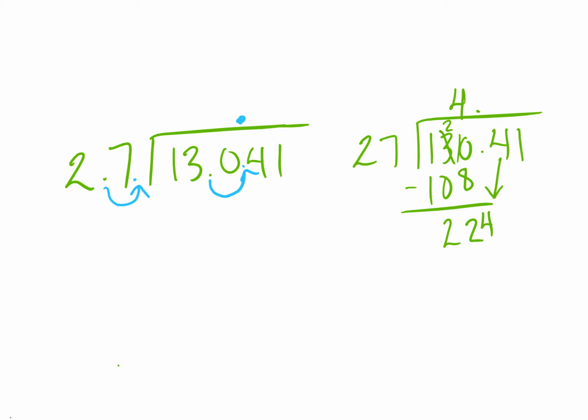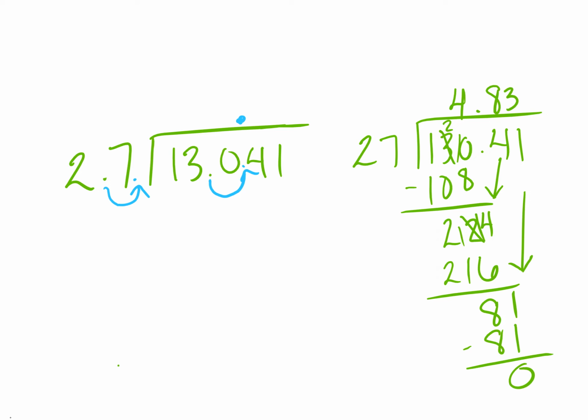27 goes into 224 8 times. 27 times 8 would be 216. From here we subtract again. We get 81. Now 27 goes into 81 3 times. 27 times 3 is exactly 81, and we're left with no remainder. So our answer is 4.83.